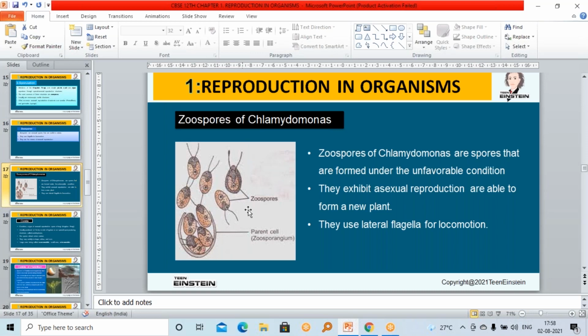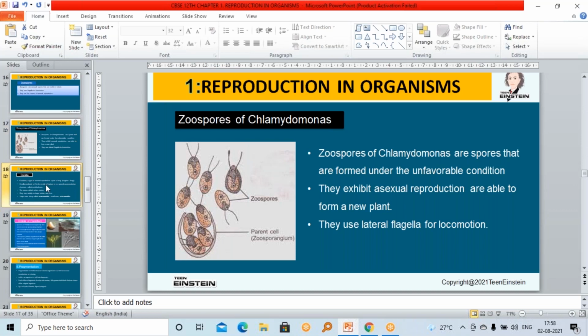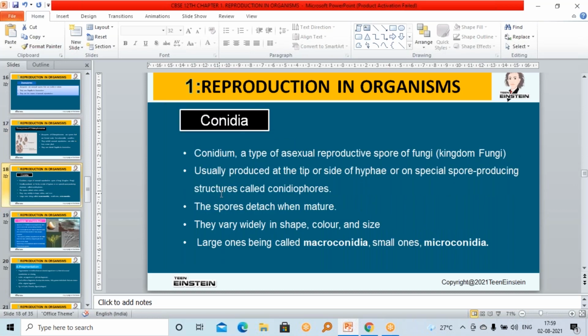They have flagella, and with the help of flagella they can move. They enlarge, grow, and form a complete organism. So the parental cell acts as a sporangium, and the zoospores, which are pyramid shaped with flagella on the anterior side, use the flagella for locomotion. After maturity they get released and each zoospore becomes a complete organism.